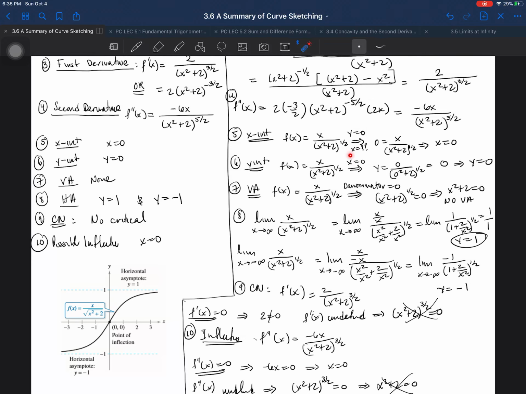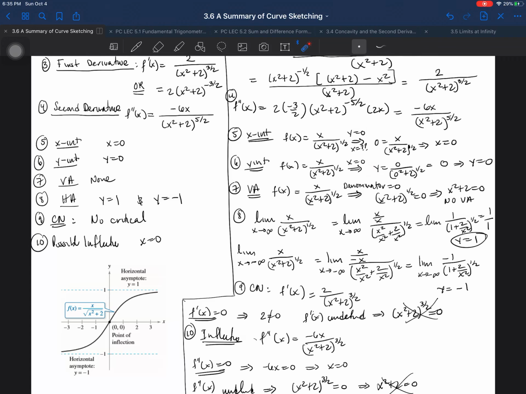Alright, so we're going to let that be x. So we're going to let y be 0 and solve for x. So we have this quotient. Remember that the quotient is going to equal 0 whenever the numerator equals 0. So that is when x equals 0. So for the y-intercept, it would be whenever x equals 0, solve for y.